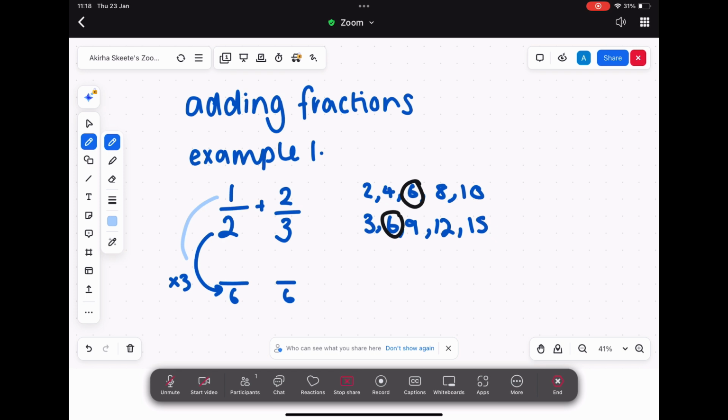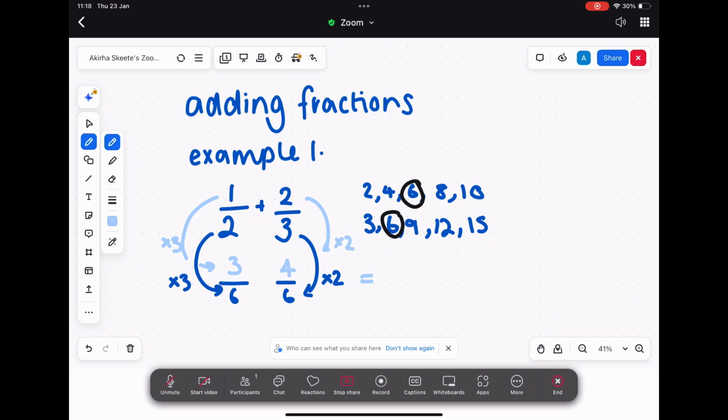So to get from 2 to 6, we times by 3. So whatever we do to the bottom, we do to the top. So 1 times 3 is 3. So from 3 to 6, we times by 2. So we now have to times the top of the fraction by 2. 2 times 2 is 4.